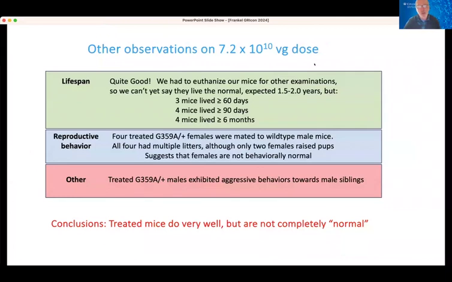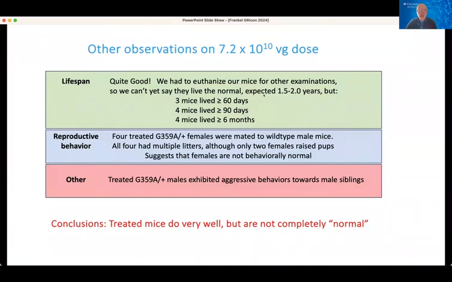So we continued to watch those mice to see what was happening with them. We focused on that lowest dose. And as for the lifespan, we would say it's quite good. We have to utilize our mice for other experiments, so we haven't let them all go yet. It hasn't been this long since we started anyway, to the full 1.5, 2 year lifespan of laboratory mice. But of the mice we let live that long, 3 lived at least 90 days. 4 other mice lived at least 60 days, 4 others 90 days, and 4 at least 6 months.